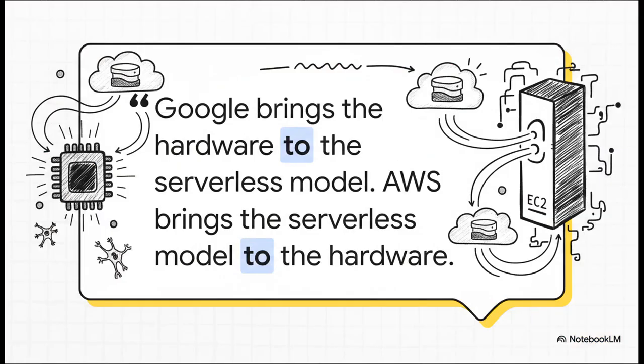This quote right here just perfectly captures the core difference. Think about it. Google's whole approach is to make these powerful GPUs feel like they're a native, built-in part of the serverless experience. AWS, on the other hand, lets you take that familiar serverless model you already know and just apply it on top of their powerful, dedicated EC2 hardware, Amazon's core virtual servers. This split in philosophy has absolutely huge implications.